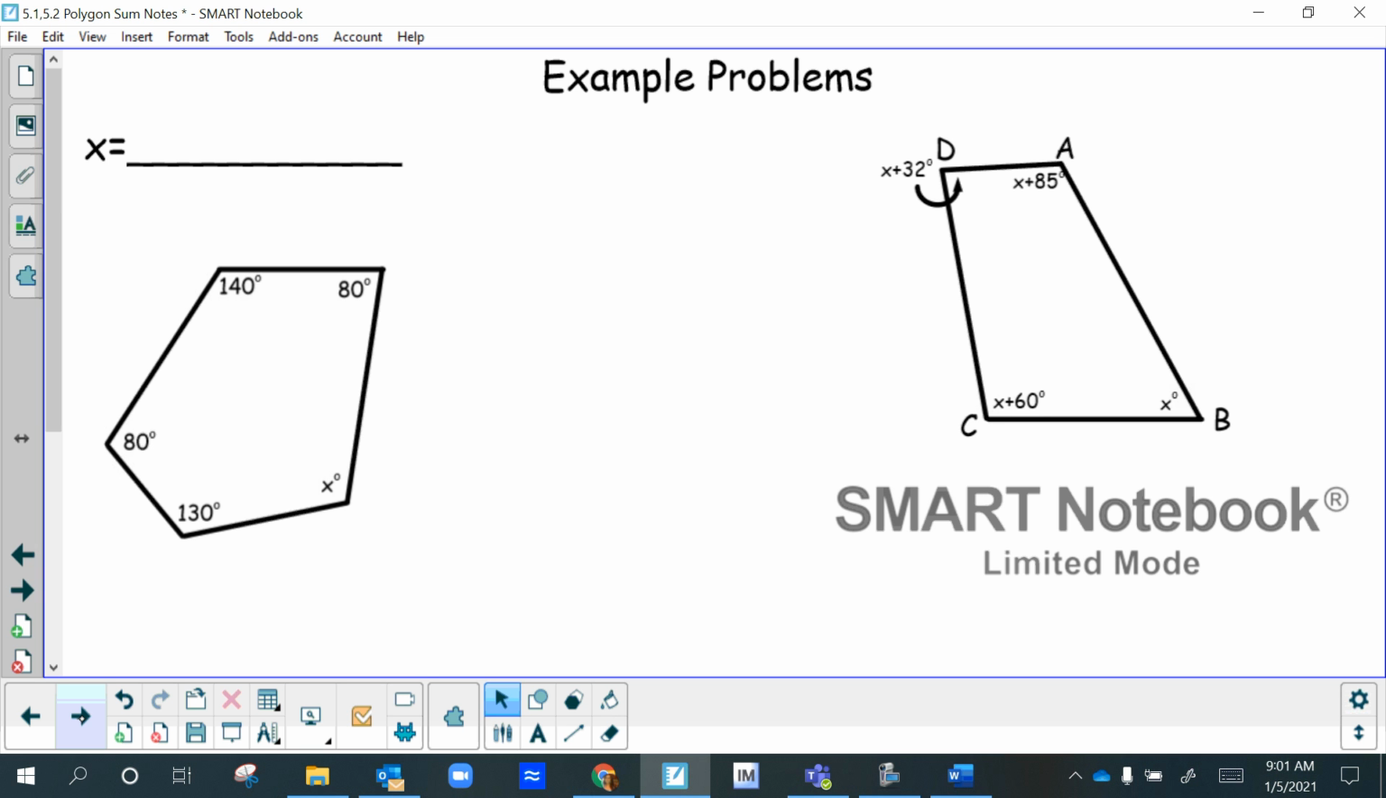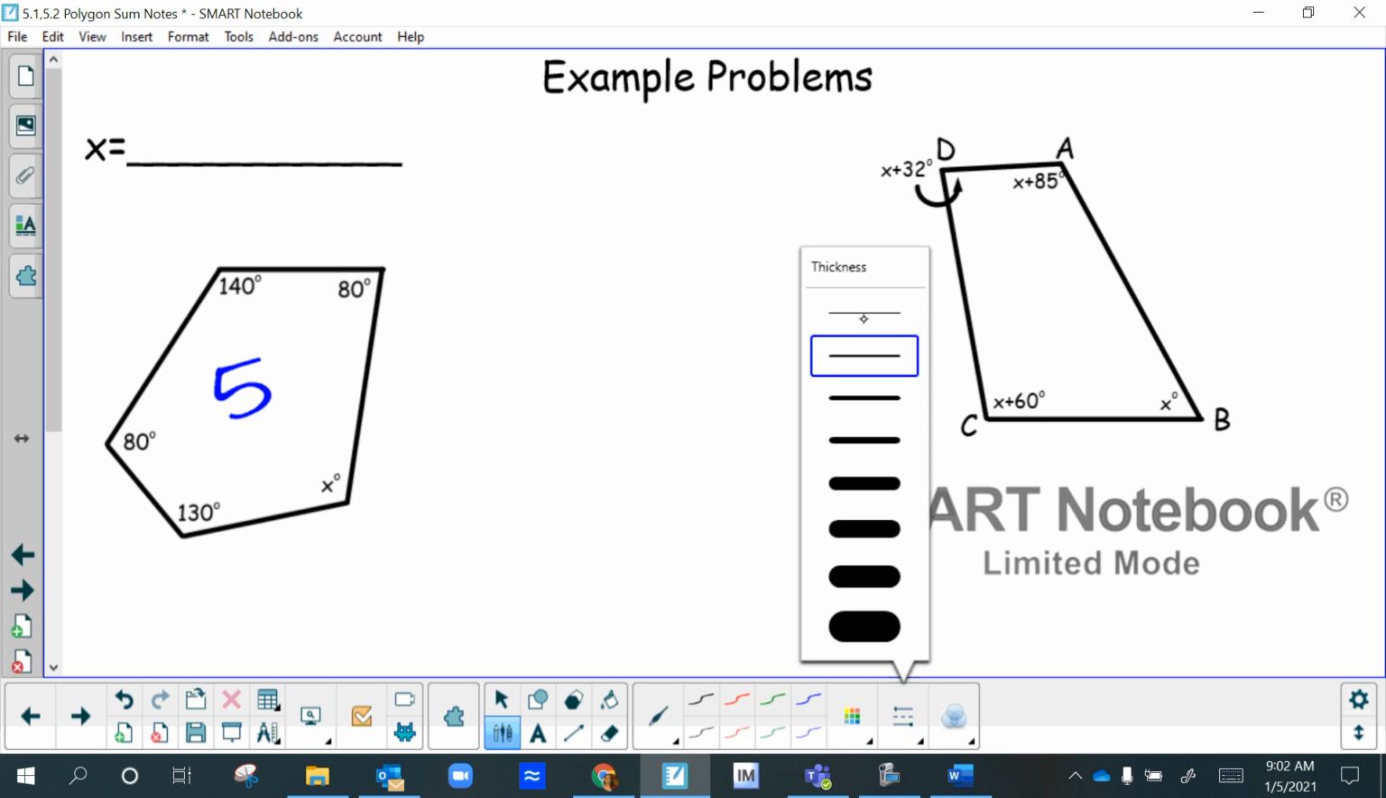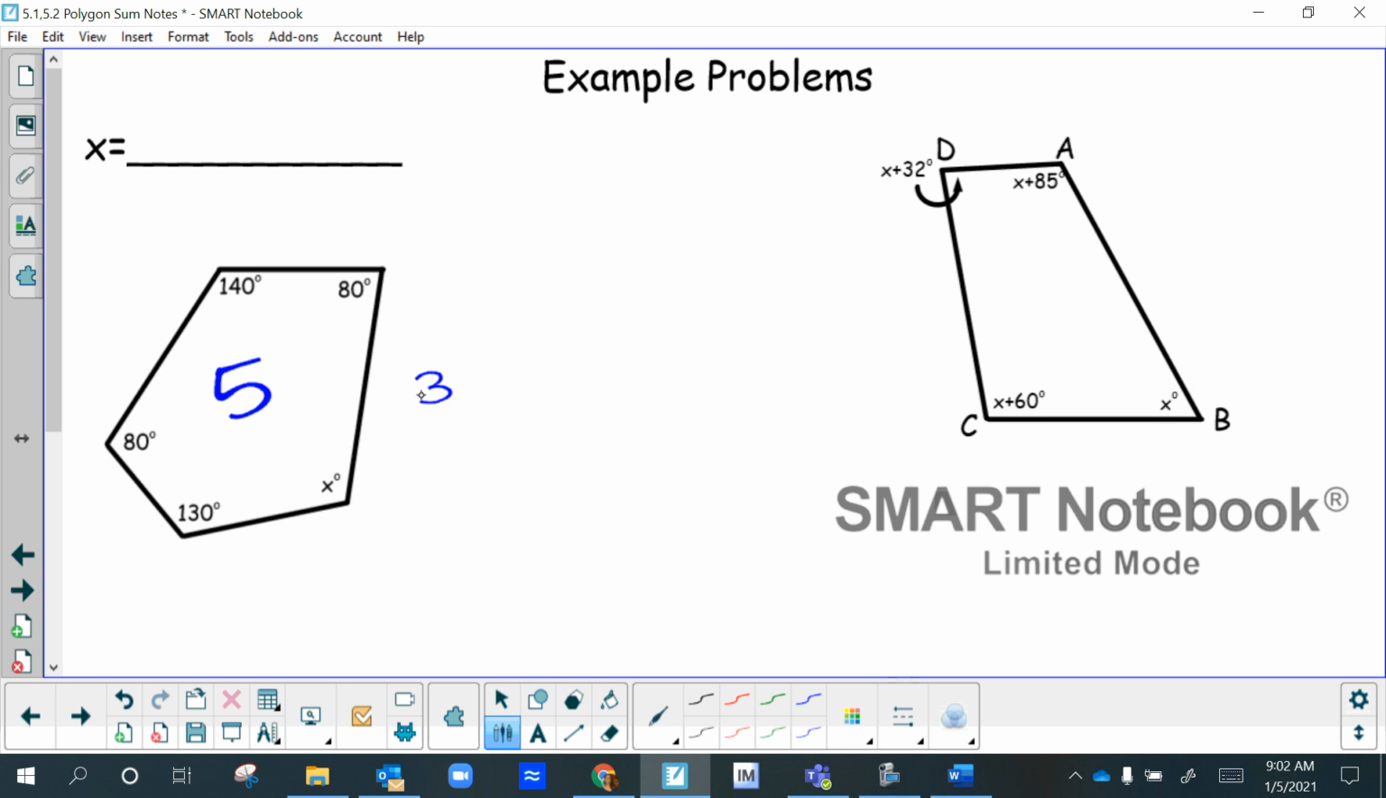So, how many sides does this polygon have? That's the first thing you want to figure out. 1, 2, it has 5 sides. So a pentagon, if you remember, and if you don't remember, that's okay. How many triangles are in a pentagon? 3 triangles. And then remember, you times that by 180. It's always 2 less. That 3 is just 2 less than the 5. And so that's 540 degrees.